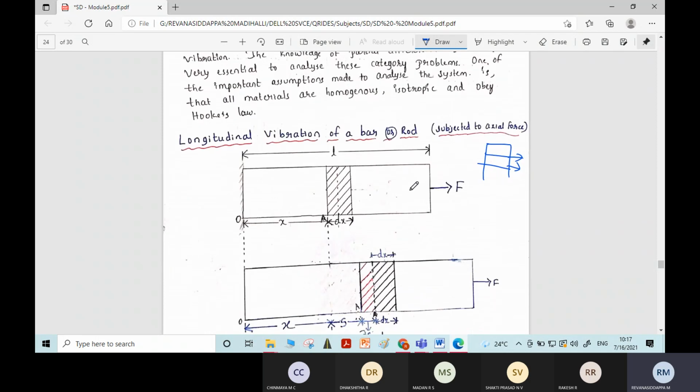Especially in research works, they perform this kind of analysis. They take a single beam, assume continuous distribution of the mass of the beam, and analyze the beam for vibration or earthquake forces.